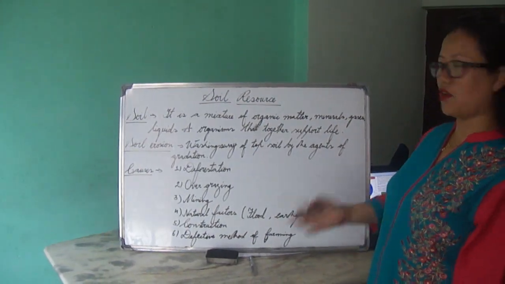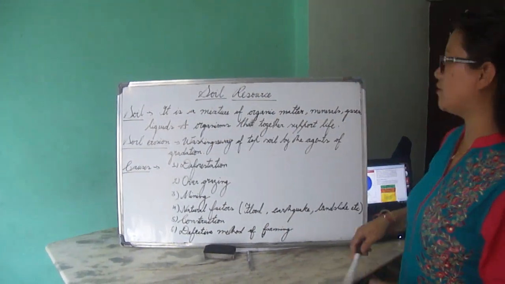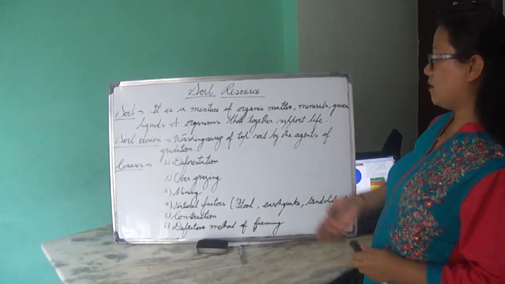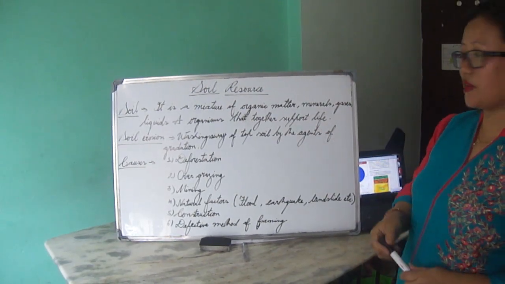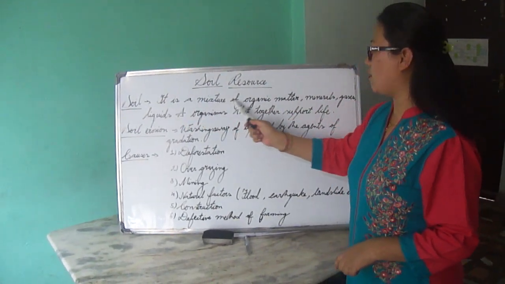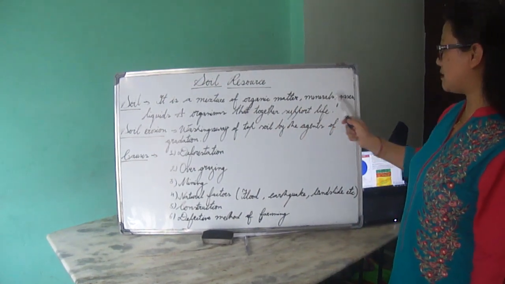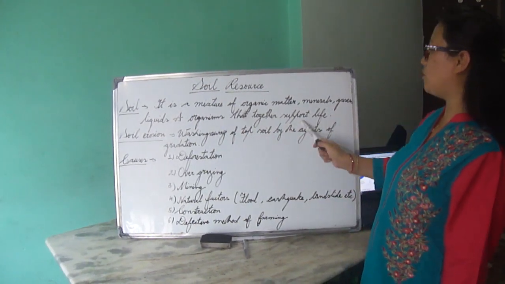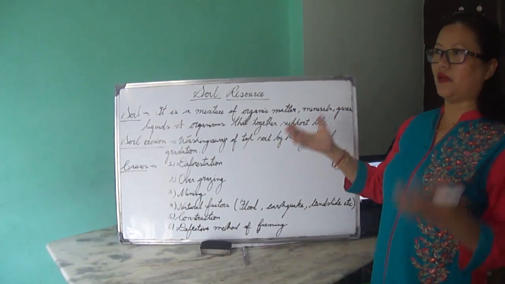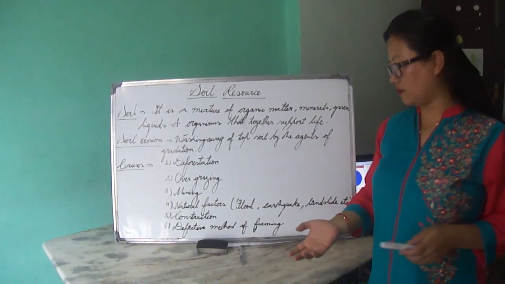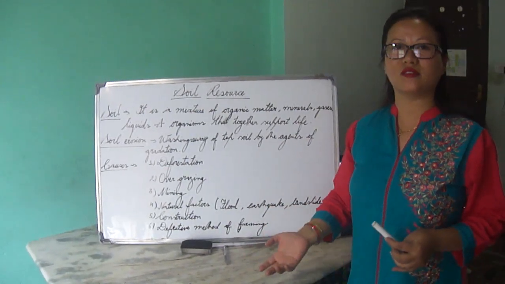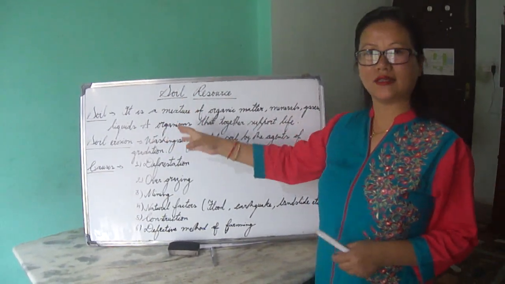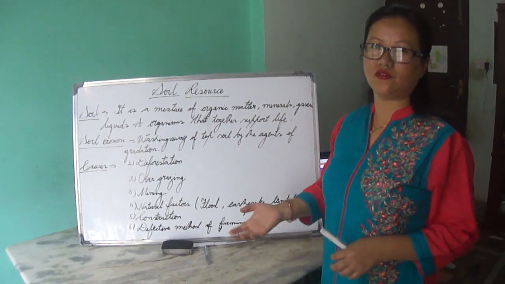Let's discuss what soil is first. Soil, in simple words, we can say is a renewable resource. But when we have to write the definition, we can write that it is a mixture of organic matter, minerals, gases, liquids and organisms that together support life. Our farmers grow different crops and food grains in soil because it is a mixture of these things, which makes the soil fertile, and farmers get different productions.